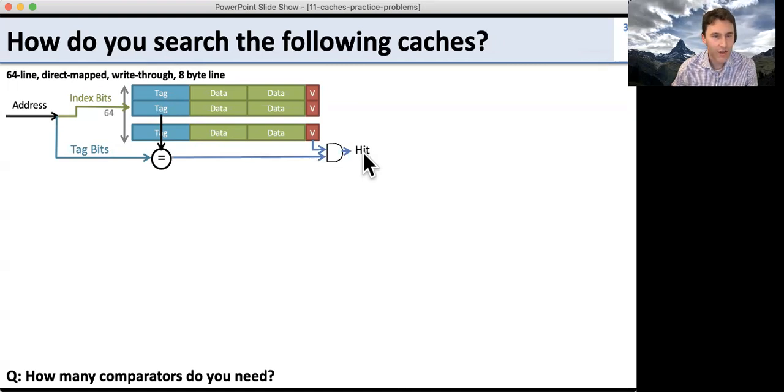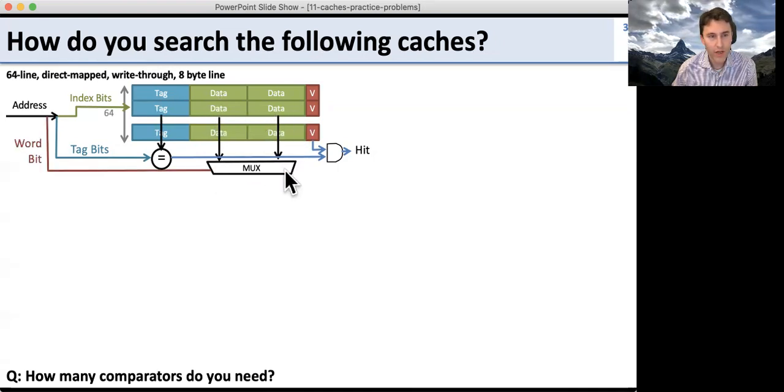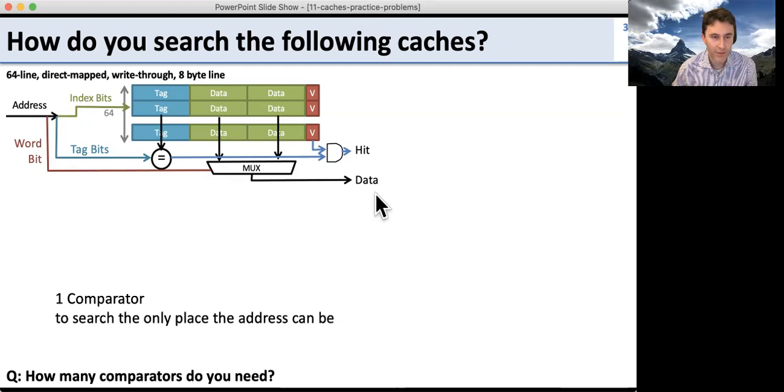Okay, now that's good so far, but what's the right data? Well, we get out 2 words of data for this hit because we've got 2 words in each cache line. So how do we choose between them? Well, we're going to need a mux. And the mux is going to be based on the word bit. So there's a bit which tells us which word it is, and then we output that. All right, so for this design, we only need 1 comparator. And that's because our index bits tell us the one place that our address could be, and we just have to compare the tag to see if that one place was correct and the data was actually there.